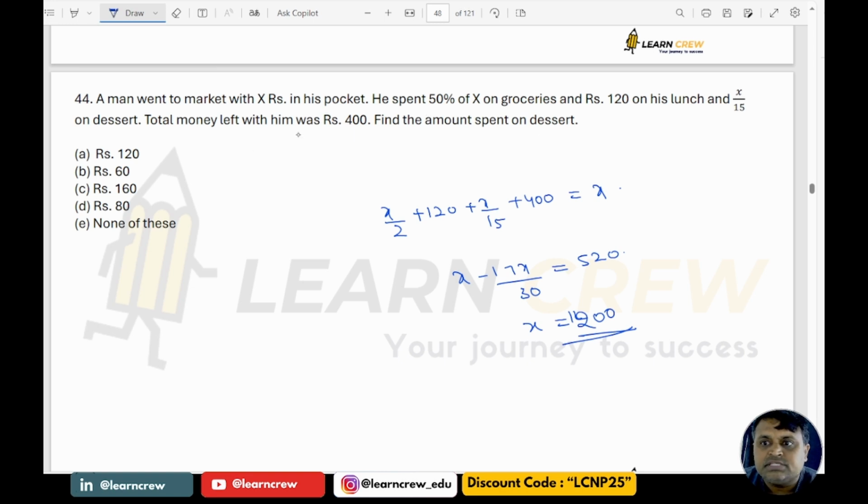Find the amount spent on dessert. On dessert, how much is spent? x by 15. x by 15 is 1200 by 15, which is 80. So answer is 80, option D.